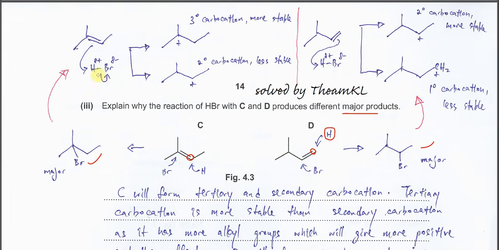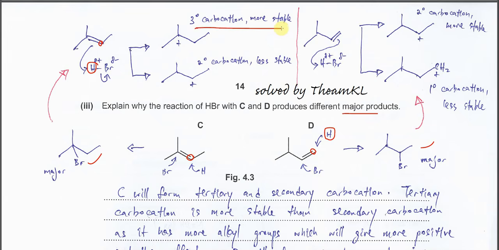For C, when it reacts with HBr and undergoes electrophilic addition, this carbon has more hydrogens, it has 1 hydrogen here. So if the hydrogen is bonded to this carbon and bromine bonded to this carbon, it will form the major product. And when the H is bonded to this carbon, this carbon becomes a carbocation. So it will form the first one, this one, a tertiary carbocation.